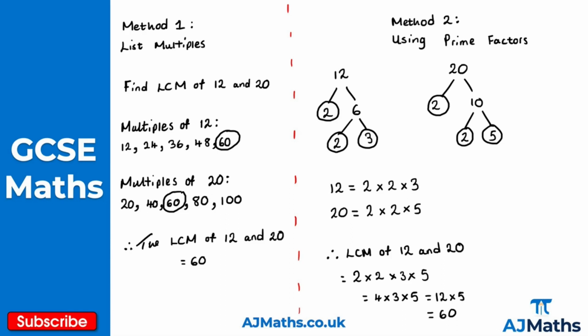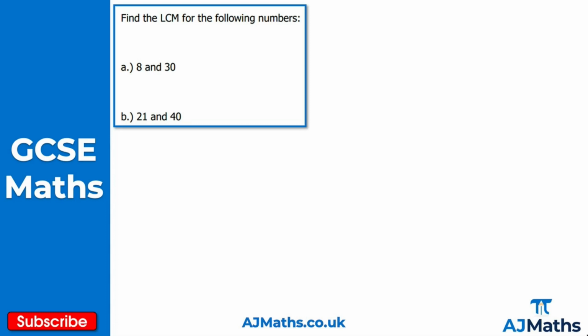Okay, so that brings the end of this introduction here for the lowest common multiple, the LCM. What we're going to do now is just take a look at a practice question, where we're asked to find the LCM, or the lowest common multiple, for the following numbers. We've got two parts here, so let's begin with the first part. The two numbers here are 8 and 30. So the lowest common multiple here of 8 and 30.